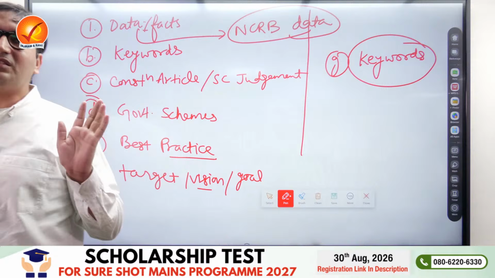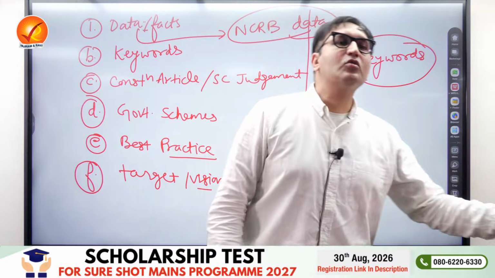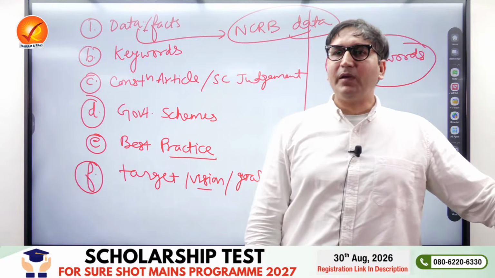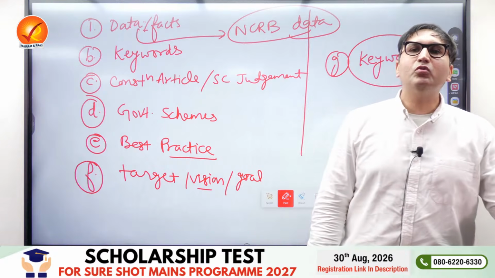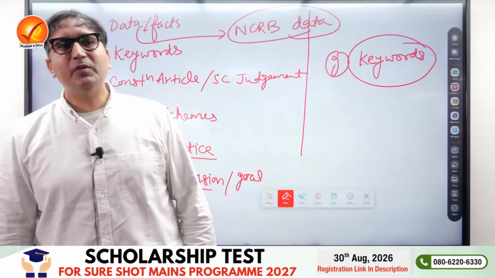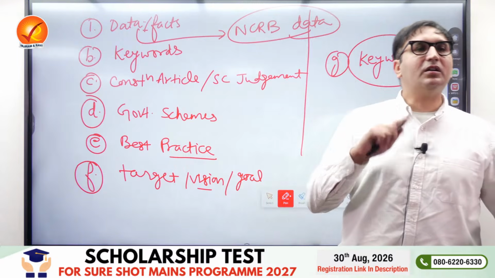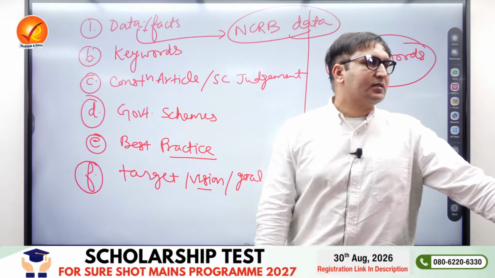Now this was just the general overview. From next class onwards, we will be doing it paper wise. First we will take paper 1. In paper 1 we will talk about what kind of value addition we can do in art and culture and history, then in society, and then in geography. That will be the next classes first, and then in the third class we will be doing GS paper 2. So there will be a total of 4 more classes.